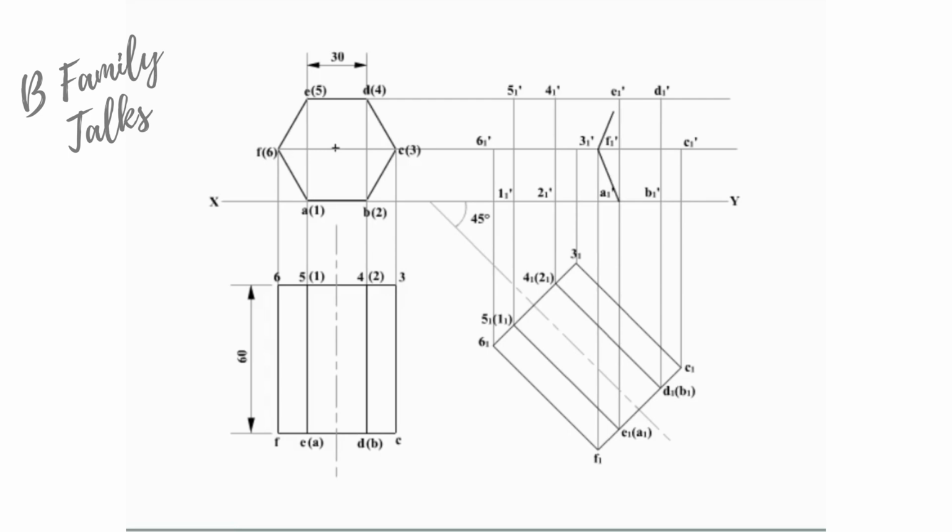Join all the intersection points correspondingly to get the final front view. Draw the visible edges by thick continuous lines and invisible edges by thick dotted lines.